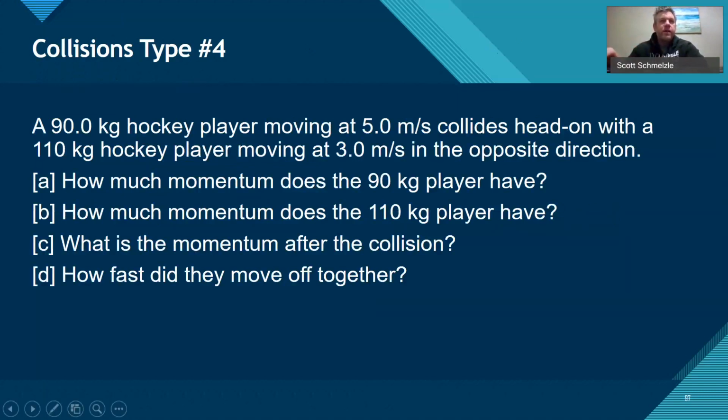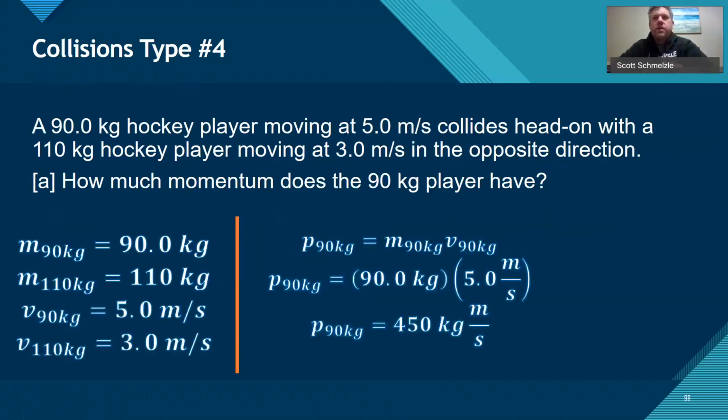We've got a 90 kilogram hockey player moving at 5 meters per second, collides head on with a 110 kilogram hockey player moving at 3 meters per second in the opposite direction. How much momentum does the 90 kilogram player have? Over on the left here, I've got my data. I'm going to first find the momentum of the 90 kilogram person.